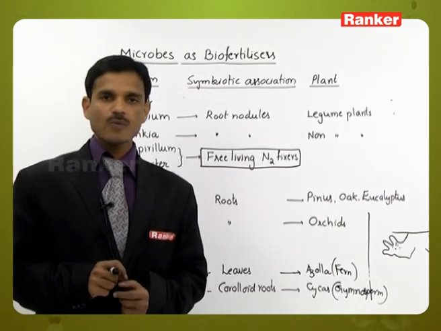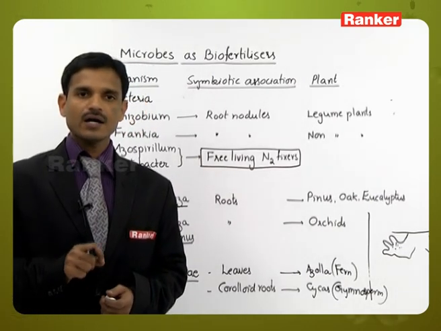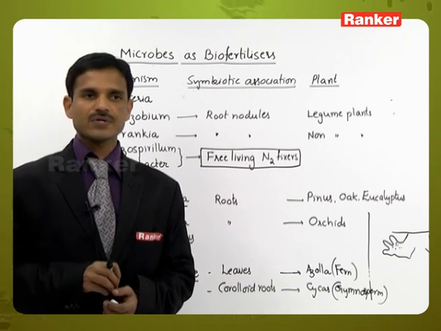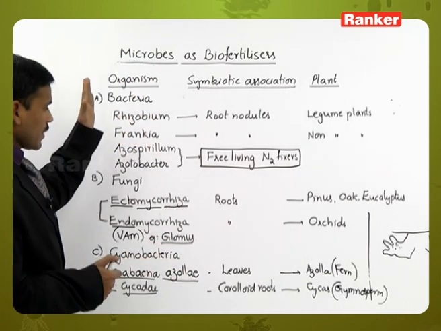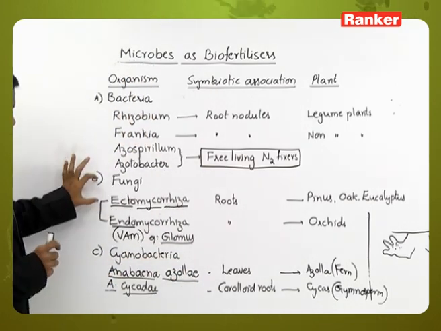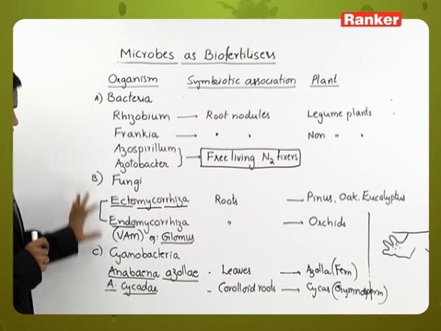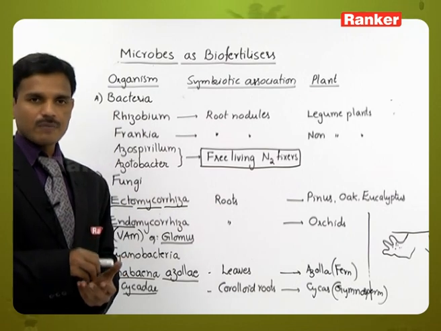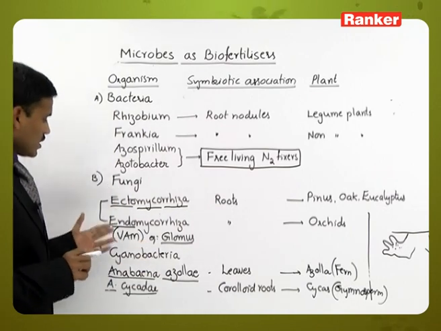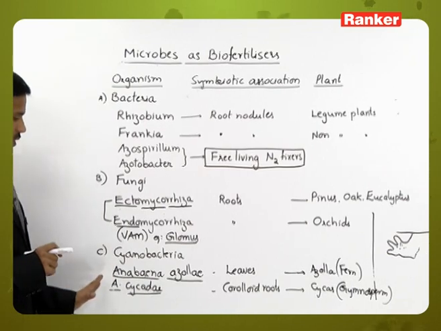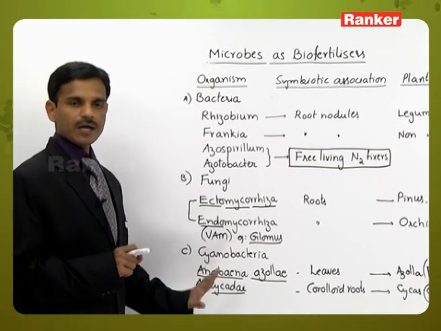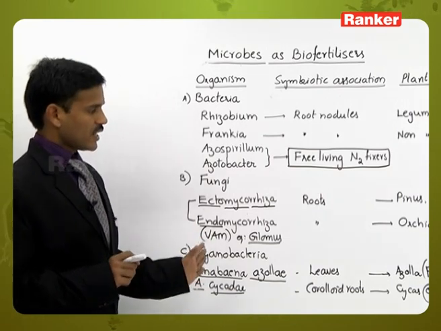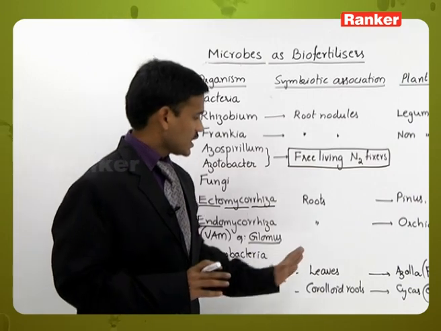And Aulosira is also one cyanobacterium. It is fixing nitrogen in free-living condition, not in symbiotic association. So these are some microbial organisms, bacteria, fungi, cyanobacteria, fixing nitrogen and also involved in the absorption of phosphorus. Cyanobacteria like Anabaena, Azolla, Anabaena cycadae, Nostoc punctiforme, Aulosira fix nitrogen in free-living condition, sometimes in symbiotic association.